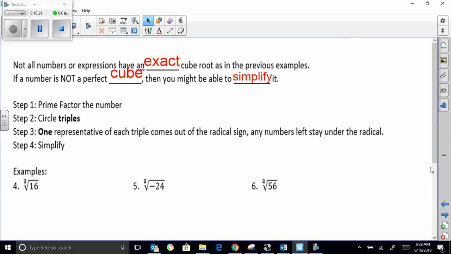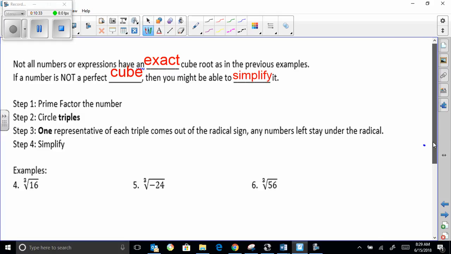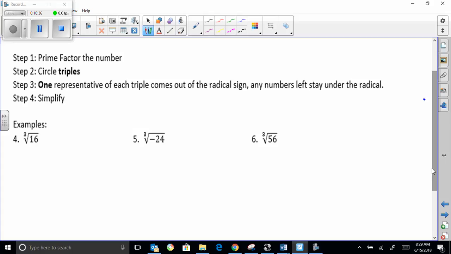Not all numbers or expressions have an exact cube root, just like not all of them had an exact square root. If a number is not a perfect cube, then you still may be able to simplify it. And remember, when we simplify, we are not using decimals.